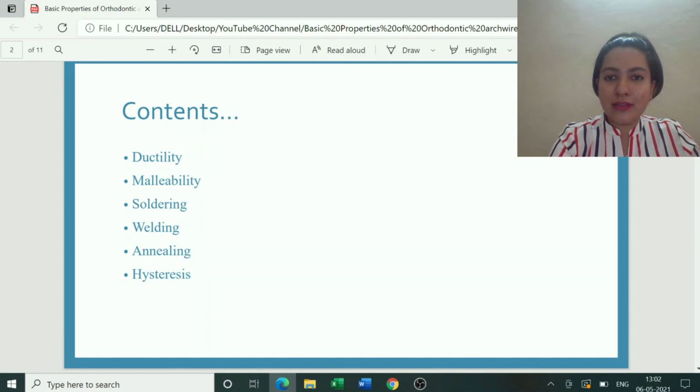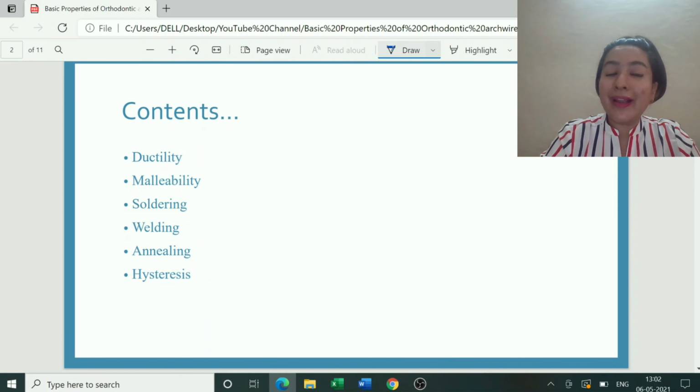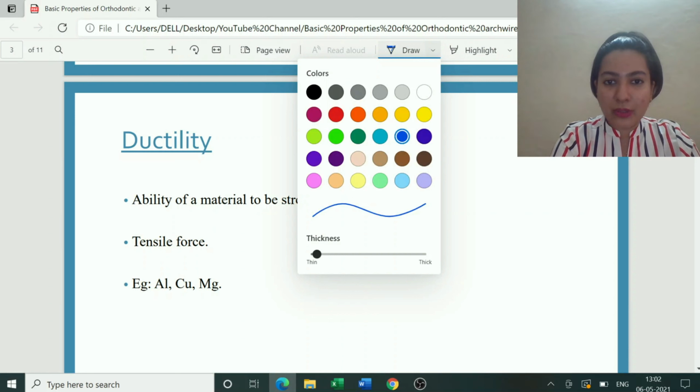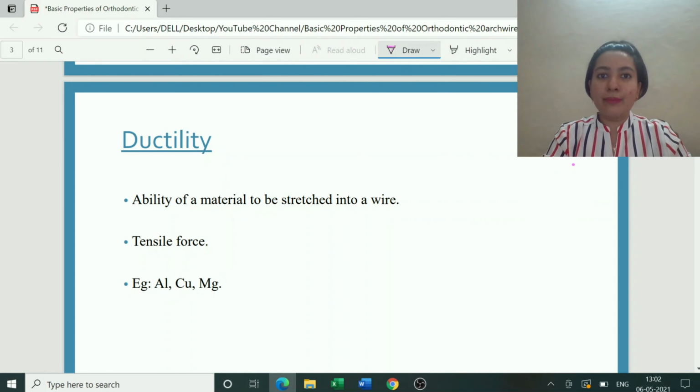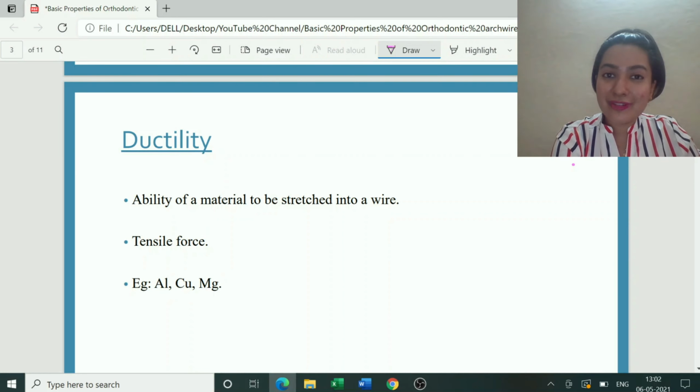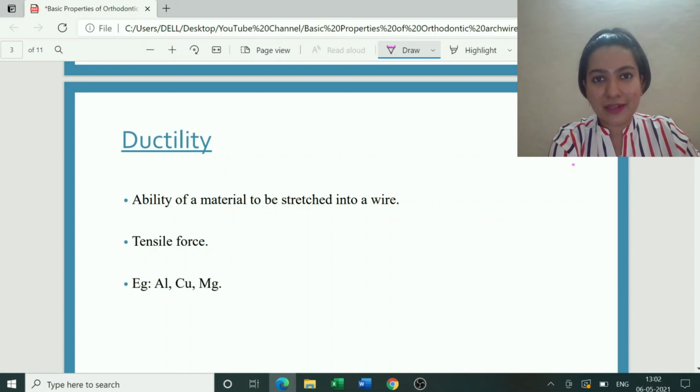The things which we would be covering today are ductility, malleability, soldering, welding, annealing and hysteresis. I'm sure you all are very much familiar with these terminologies, so we need not dwell much into them, but we'll make sure that things are absolutely clear to you. Right. So the very first concept which we are covering is ductility.